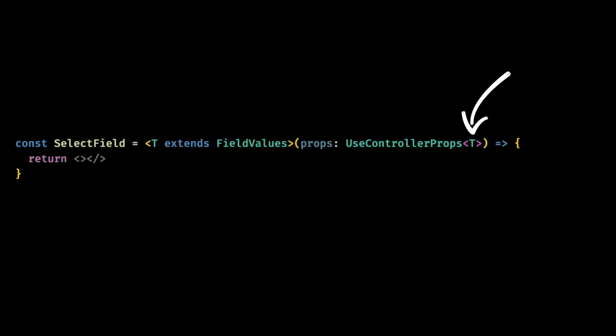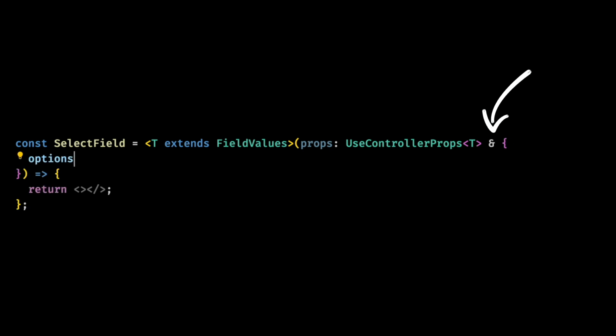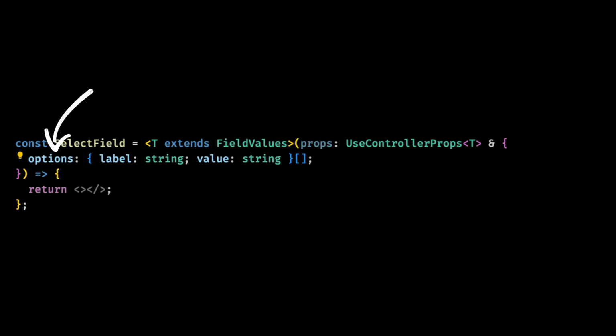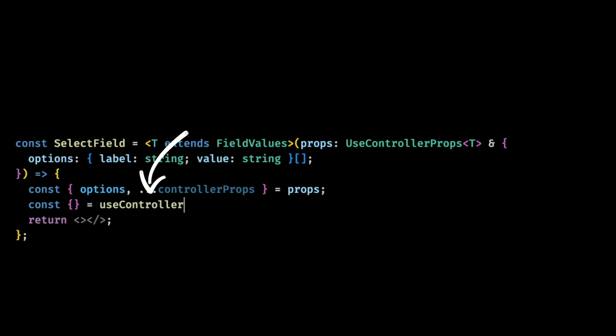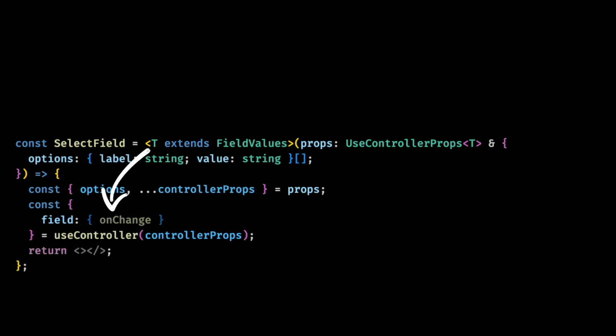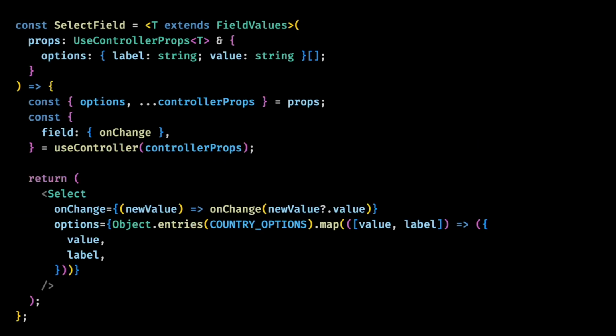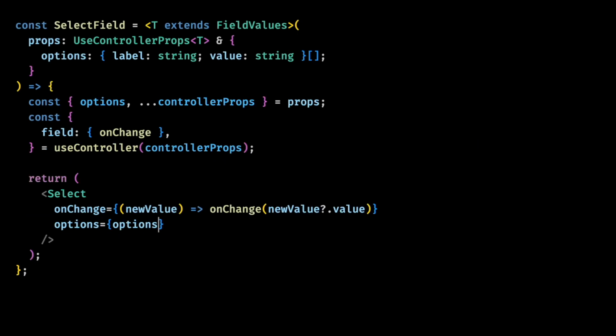But we also want to be able to pass in the options for the select input. So let's use the AND operator and add the options to the type. Okay, but to actually use it, we need to separate the options from the rest of the controller props. Now we can use the useController hook and get the onChange from inside of it. Now all we need to do is paste our original select input and replace the options with our parameter. That's it, we have a reusable, easy-to-use select component.